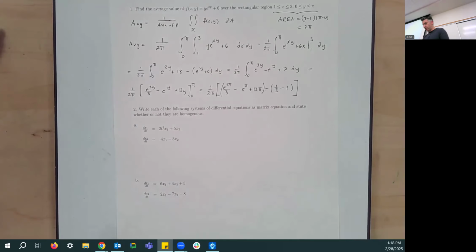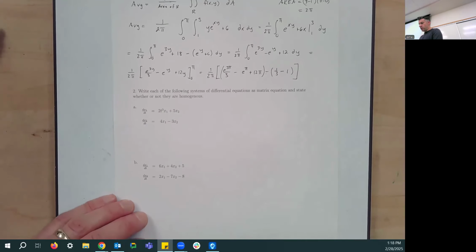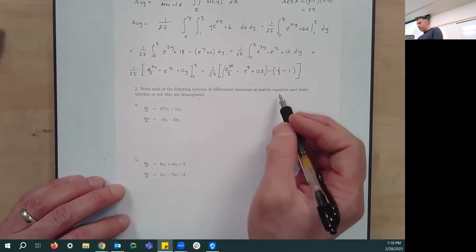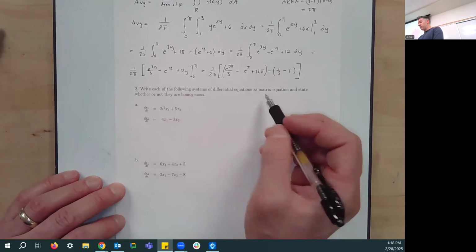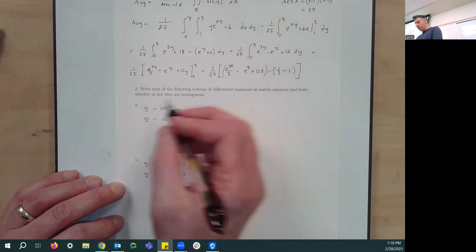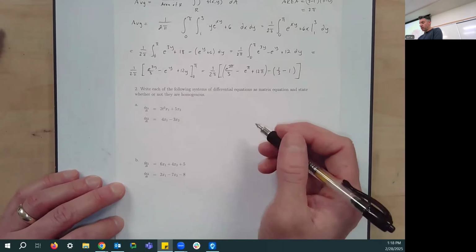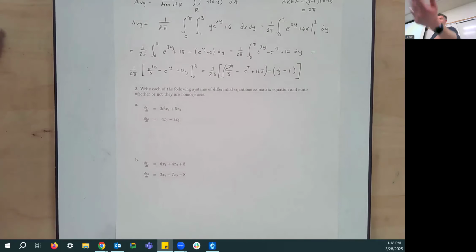So let's look at this next one here. Write each of the following systems of differential equations as matrix equations and state whether or not they are homogeneous. So typically when you're writing this as a matrix equation, you're thinking of, let me zoom in here.